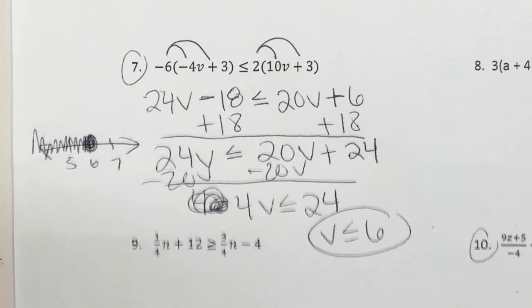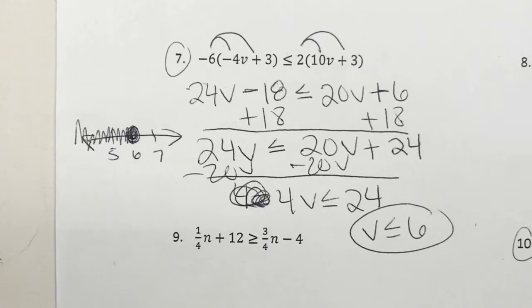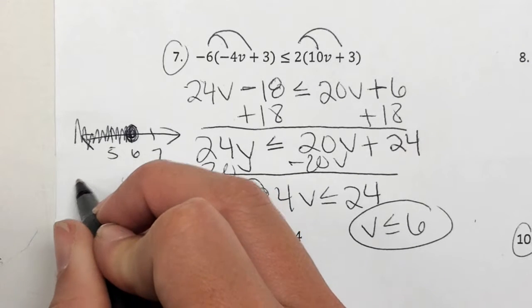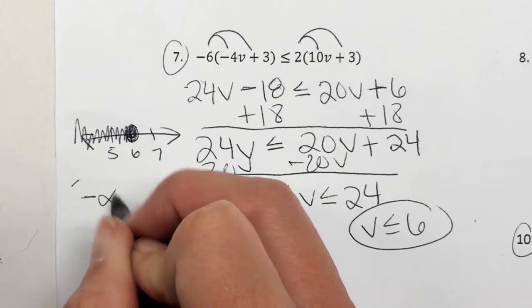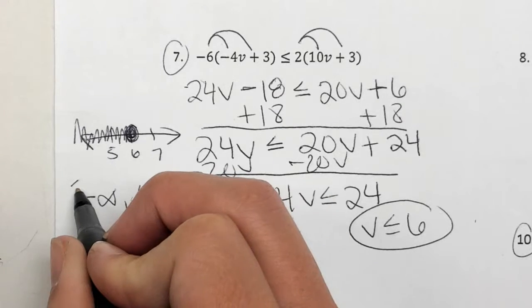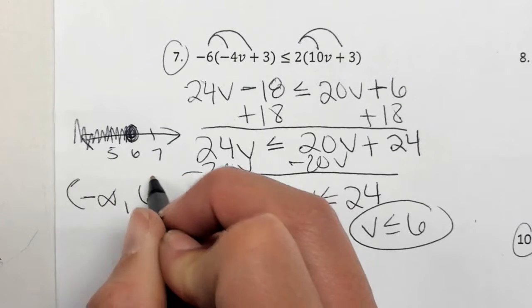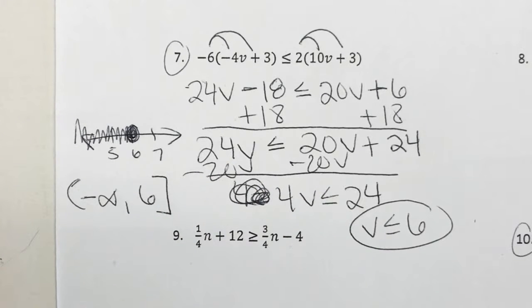Alright, Connor, tell me what the interval notation would be. Negative infinity, and then 6. Alright, right here? Parentheses, bracket. Very good. Questions?